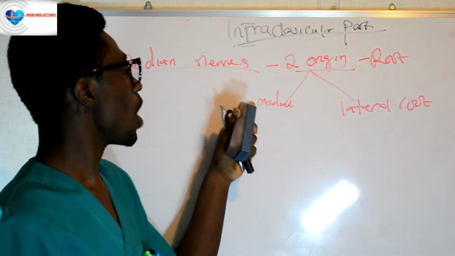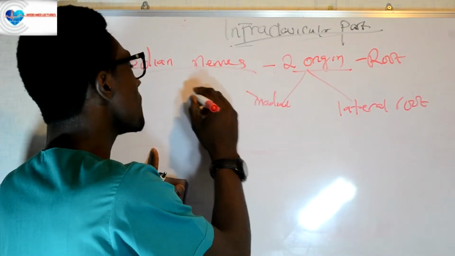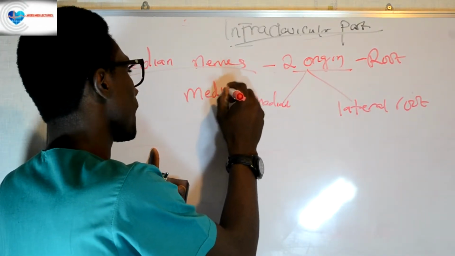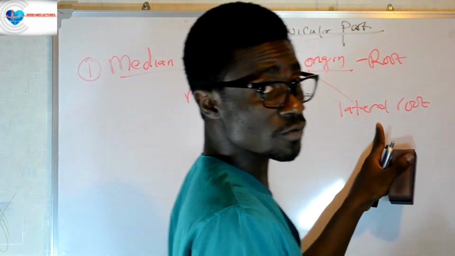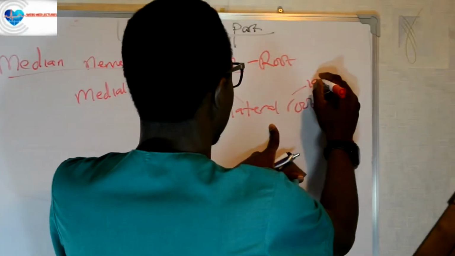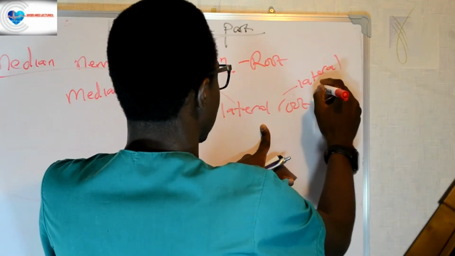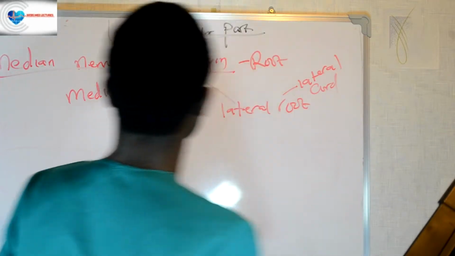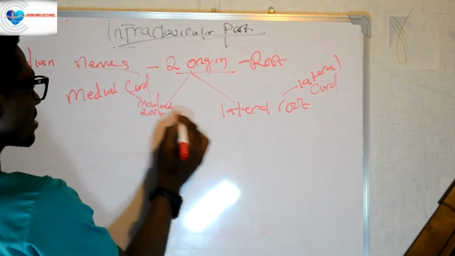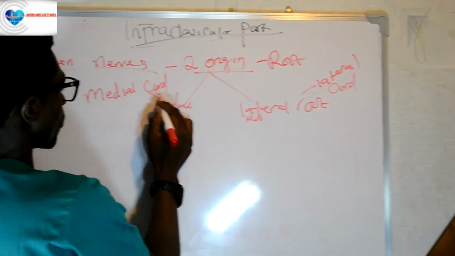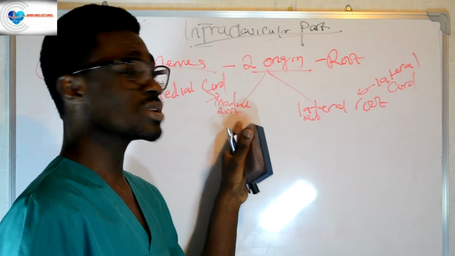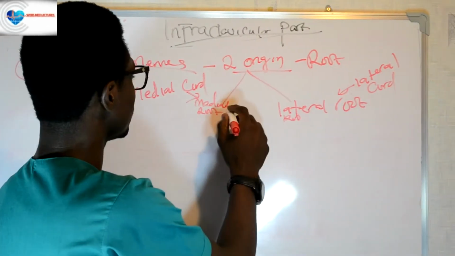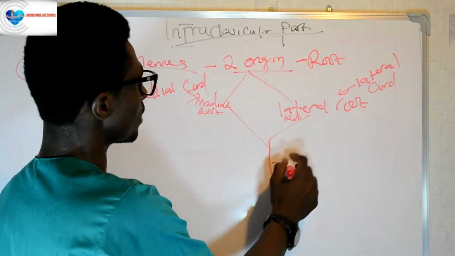Alright, the medial root comes from what? The medial cord. And the lateral root comes from what? The lateral cord, guys. So when the medial root, don't forget these are roots, and these are cords. You understand cords? So when the medial root and the lateral root come together, they form what? The median nerve, guys.